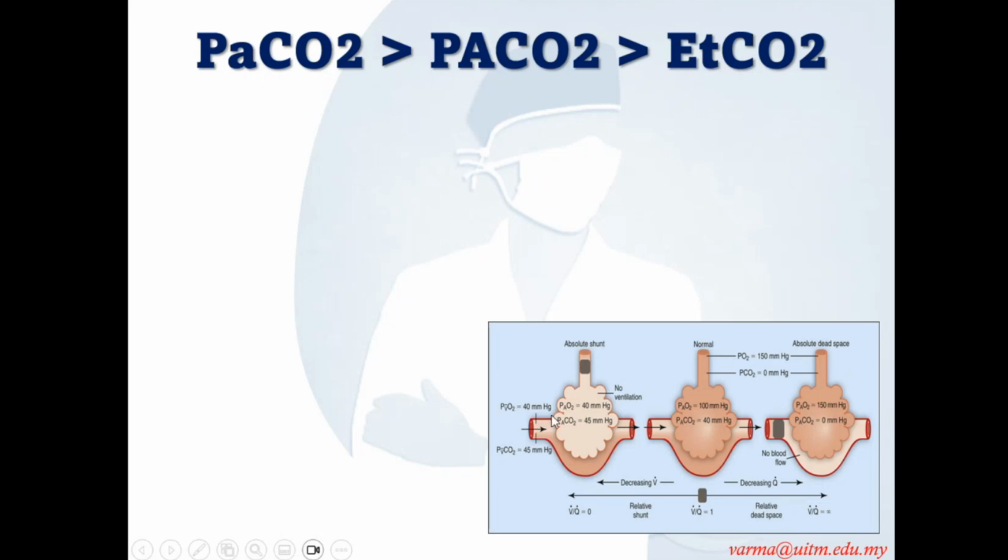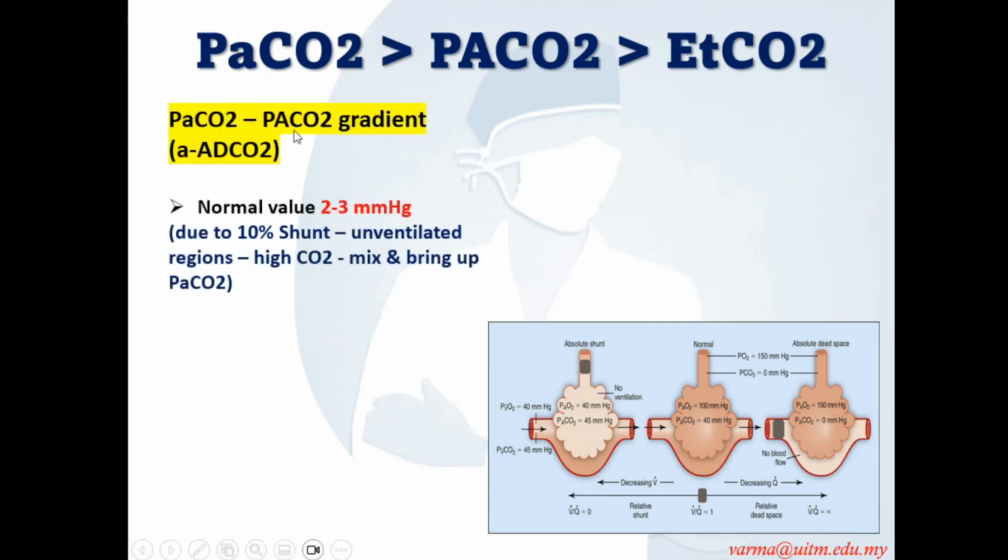But if these two are mixed, let's say the shunt is more. If these and these mix, 40 millimeters of mercury goes in, but here it is 45 millimeters of mercury. So this will result in increased EtCO2. If the patient has more shunt, the EtCO2 will be higher. If the patient has more dead space, the EtCO2 will be lower. So that's the difference between them.